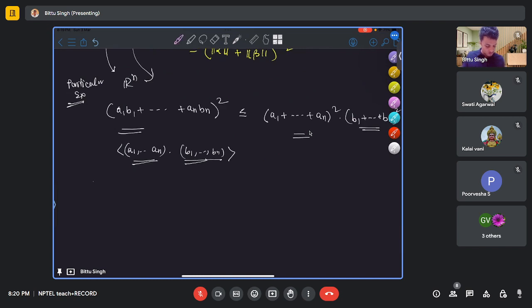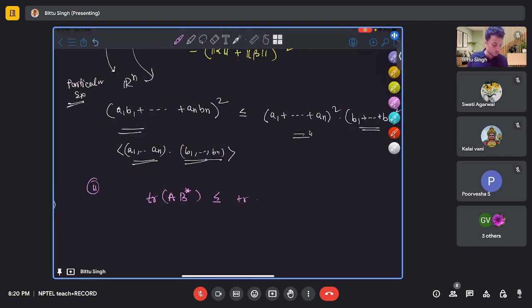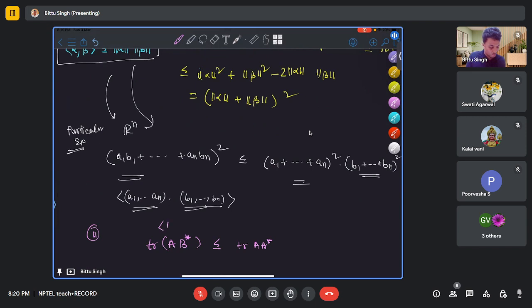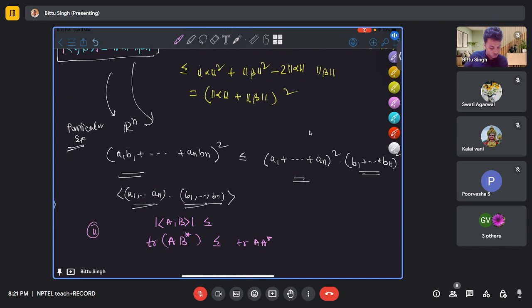And another important example, which directly follows from the Cauchy-Schwarz inequality, is trace of AB star. This is always less than or equal to trace of, what will be the norm of this? Norm will be trace of A star, right? Norm means we are using this inequality. This is the inner product of the matrices A comma B, and the modulus of this, sorry for that. We need to take the modulus, because the inner product may not be a real thing. It can be a complex number also. So we are taking the modulus of the inner product.